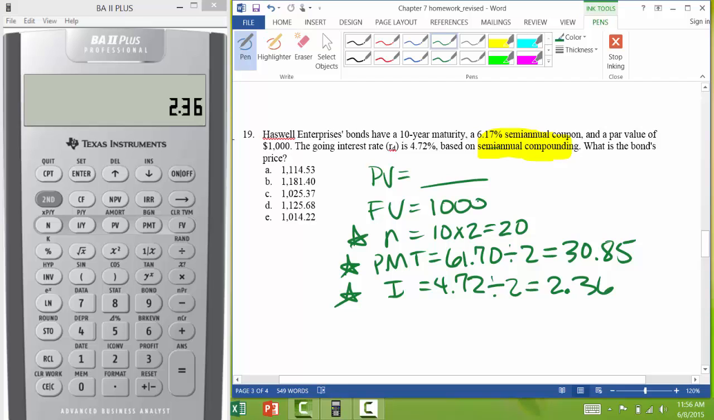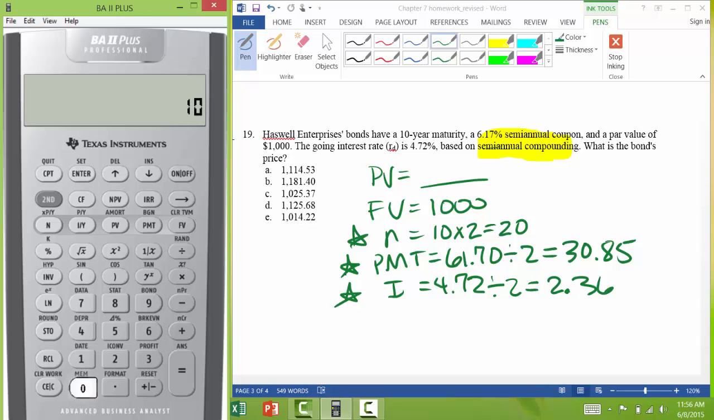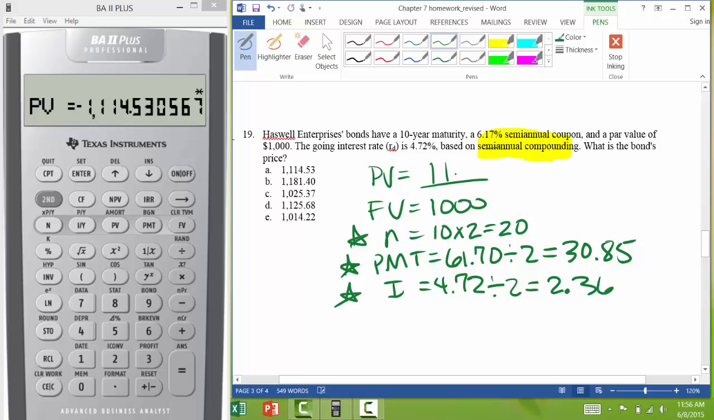So now we can solve for the price for the semi-annual bond. So 1,000 future value, 20 is N, $30.85 is the payment, and 2.36 is the interest rate, and I hit compute present value. And so I get $1,114.53. So that's answer A here.